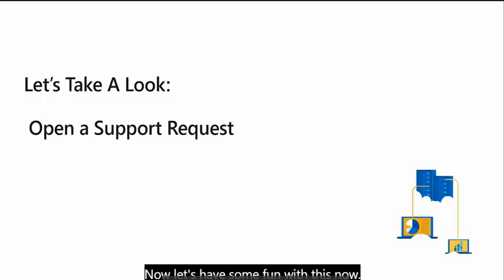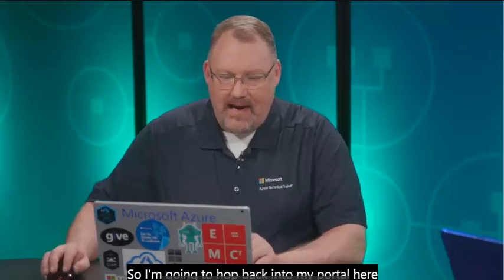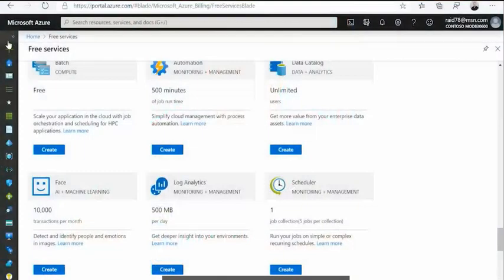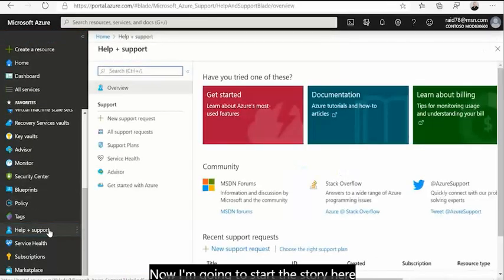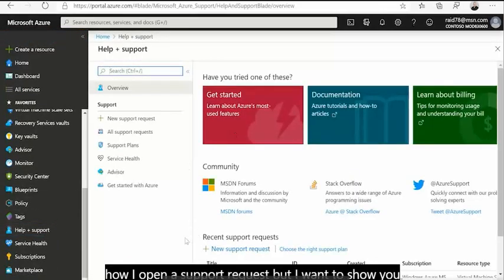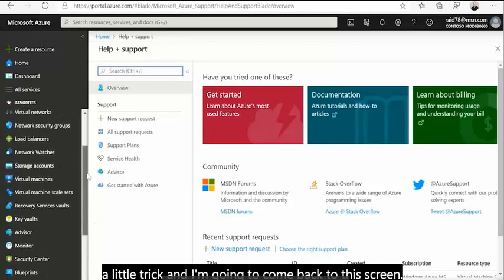Now let's have some fun with this. Now if Azure's behaving properly, let me show you how we open a support request, but more importantly, let me show you some of the things that Azure does on our behalf. So I'm going to hop back into my portal here. And I'm going to go all the way down to the bottom and choose Help and Support. Now, I'm going to start the story here, how I open a support request, but I want to show you a little trick. And I'm going to come back to the screen.